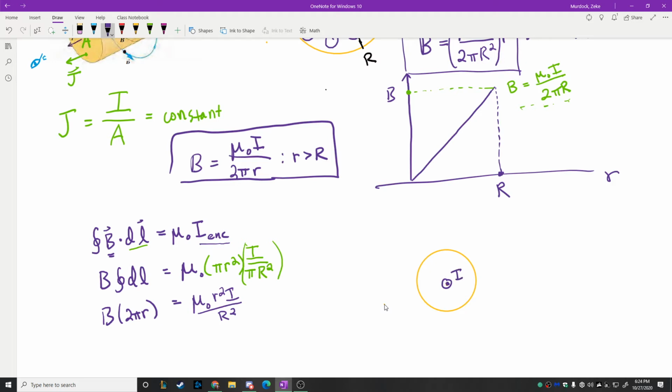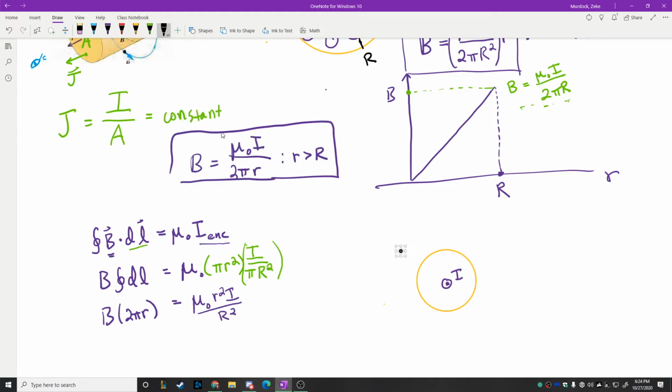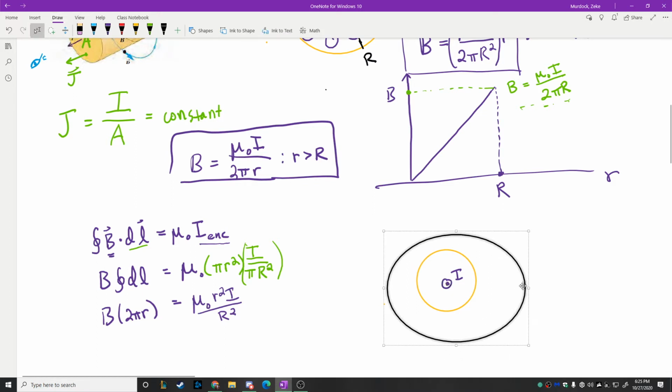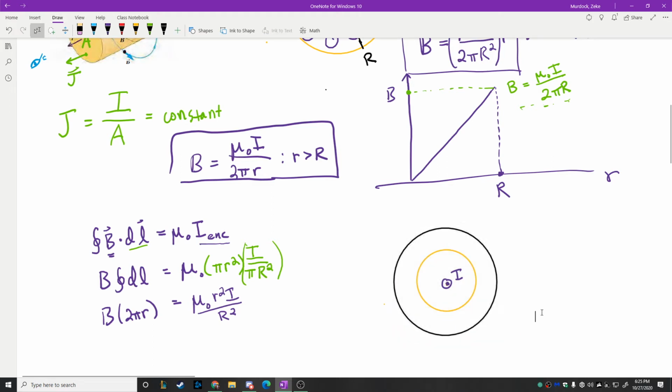Now the total current is I, and when I draw my Amperian loop, I hate the way this thing works. I'm just going to have to do this with the mouse. It's doing this, I've got to figure out how it works. We want to squish it, don't we? Want it to look more like a circle. There we go.